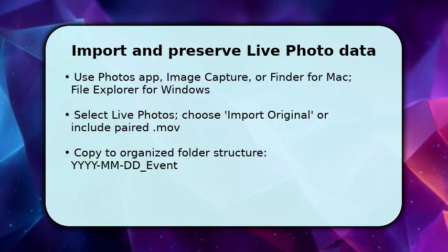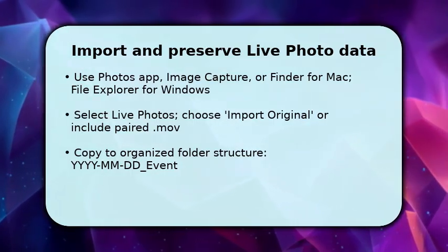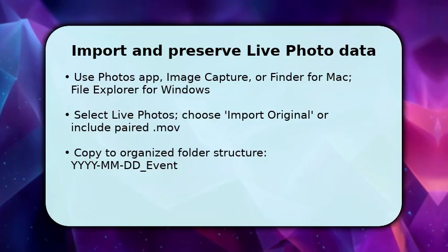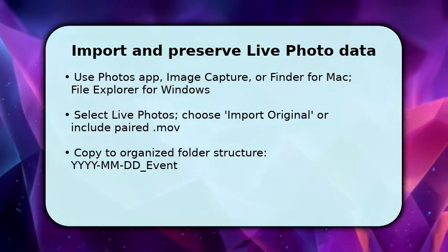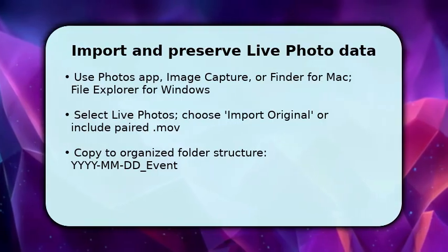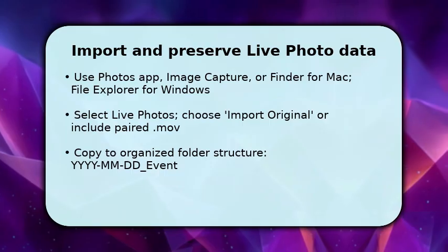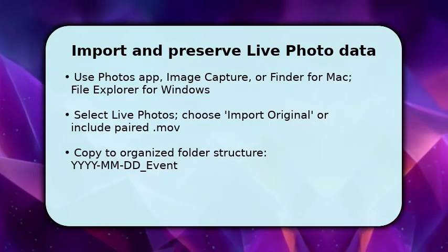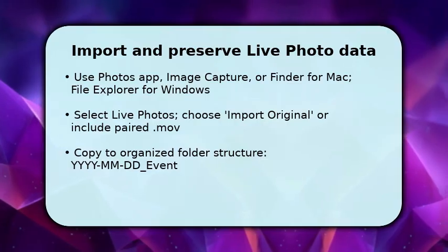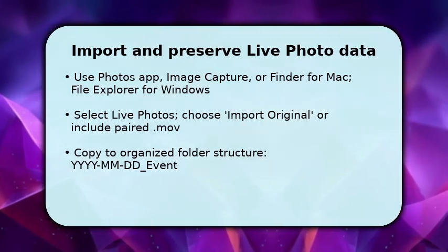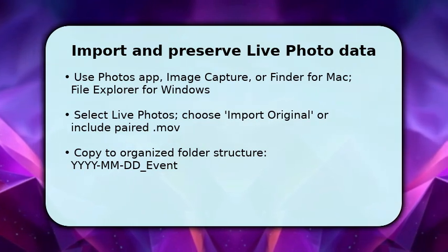You'll import using the best tool for preserving live photo motion. On Mac, use Photos or Image Capture and pick Import Originals. On Windows, use the Photos app or File Explorer to copy both JPG and MAV parts. Once selected, import into a temporary folder on your hard drive so you can verify pairs remain intact. You do this because keeping originals preserves motion and metadata, and organizing by date makes future edits and backups straightforward.